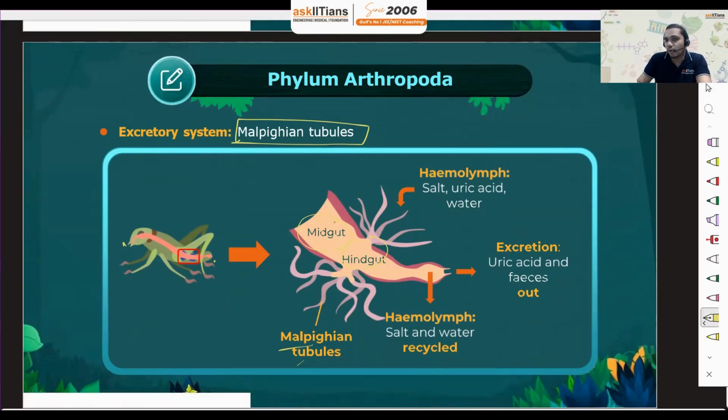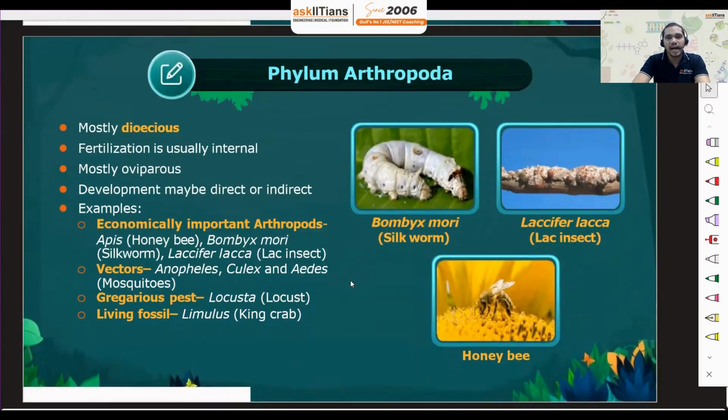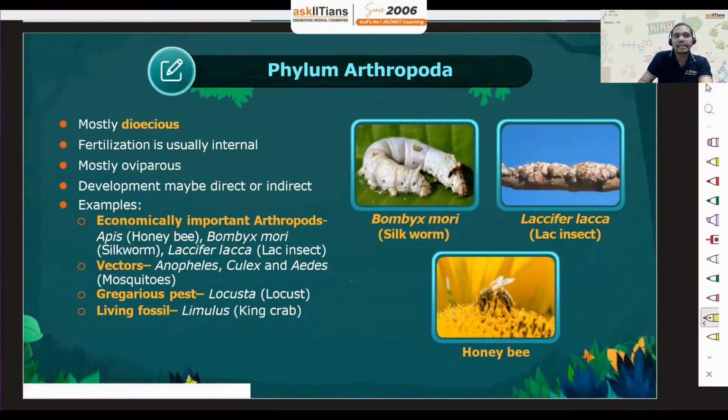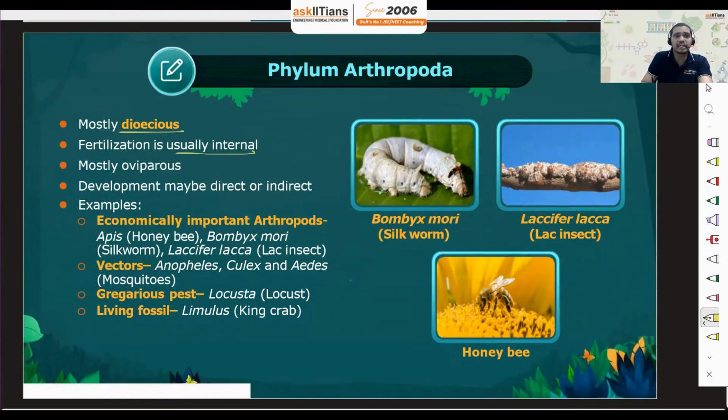They are definitely there for a reason. What's that? For excretion: uric acid and the feces go out from here. Hemolymph, salt and water are recycled over here. So the Malpighian tubules act like an excretory system and play a crucial role. In Arthropoda, they are mostly dioecious, that is male and female are different. Fertilization is usually internal, mostly oviparous. Development may be direct or indirect.